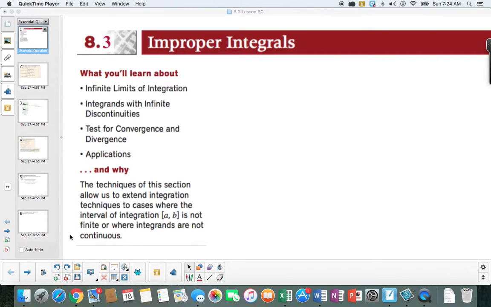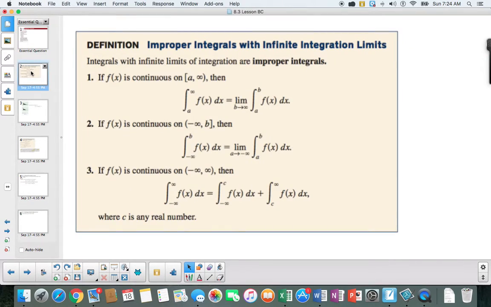Lesson 8.3, Improper Integrals. What you'll learn about: infinite limits of integration, integrands with infinite discontinuities, tests for convergence and divergence. This section really is a technique section. Let's go ahead and give the definition of an improper integral. An improper integral has a limit, one of the limits, that might be infinity, or both of them. And we're going to take a look at how we deal with this.